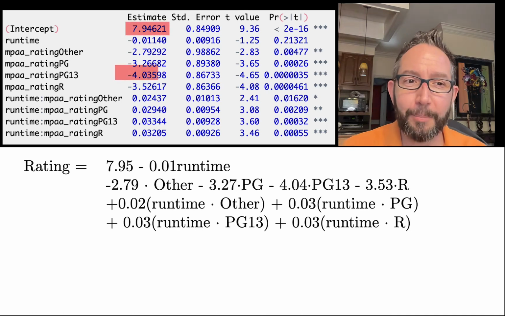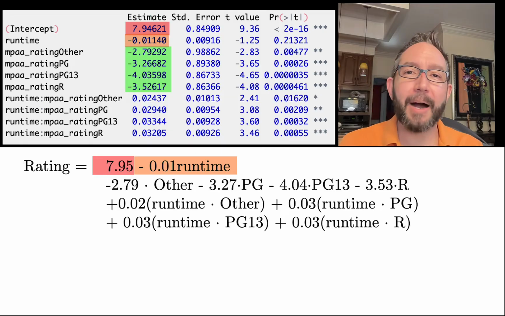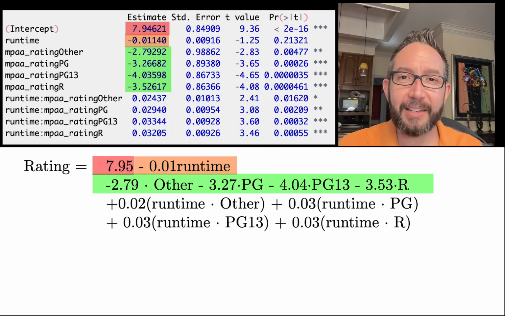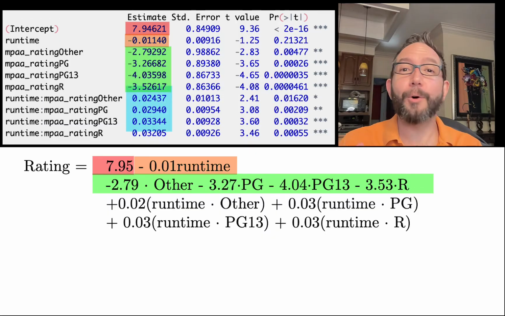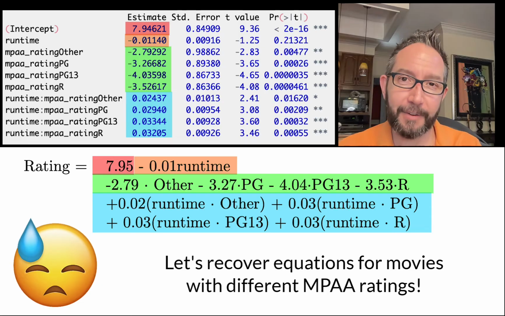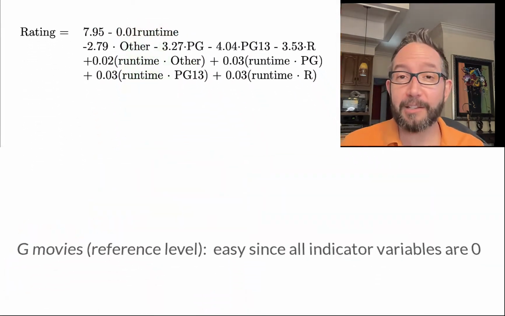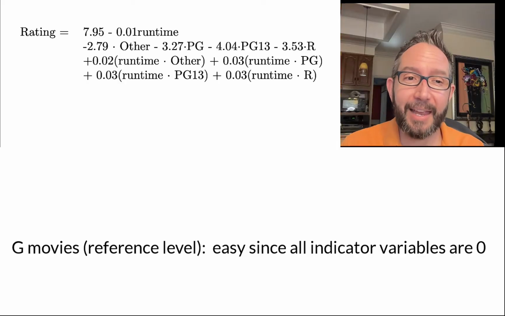So ratings equal to 7.95 minus 0.01 times runtime minus a whole bunch of coefficients and indicator variables for just the MPAA rating by itself. And then we have a whole bunch of additional interaction terms multiplying runtime by the indicator variables for those MPAA ratings. So let's go and see what those regression lines look like for movies of different MPAA ratings.